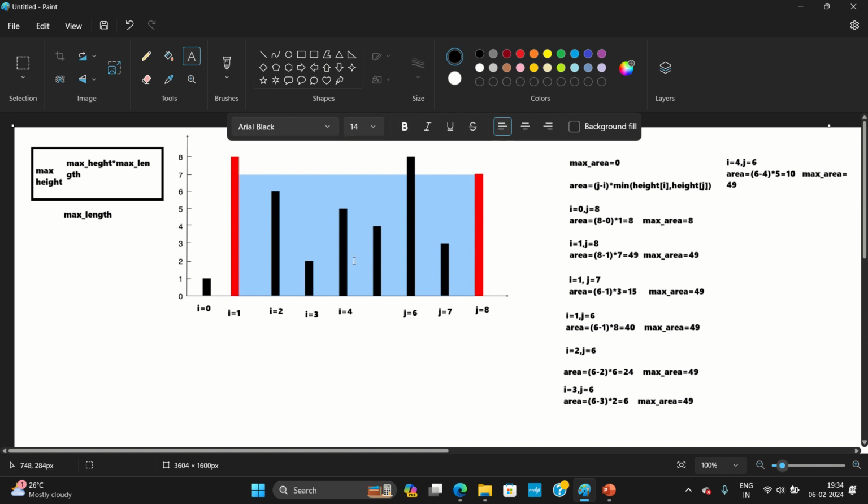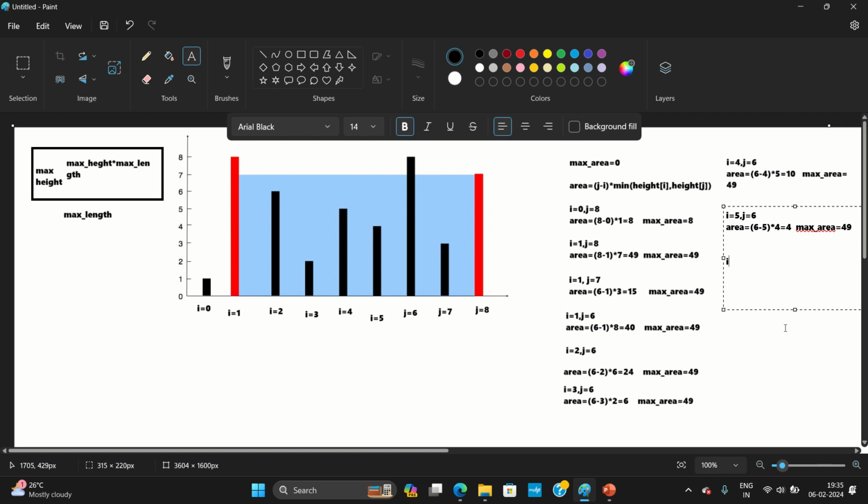Again, we go for i is equal to 5. In this case, we have i equal to 5 and j equal to 6. Area is equal to 6 minus 5 into the minimum among these two, which has a height of 4, right? So i is having a height of 4. And max area definitely again stays 49.